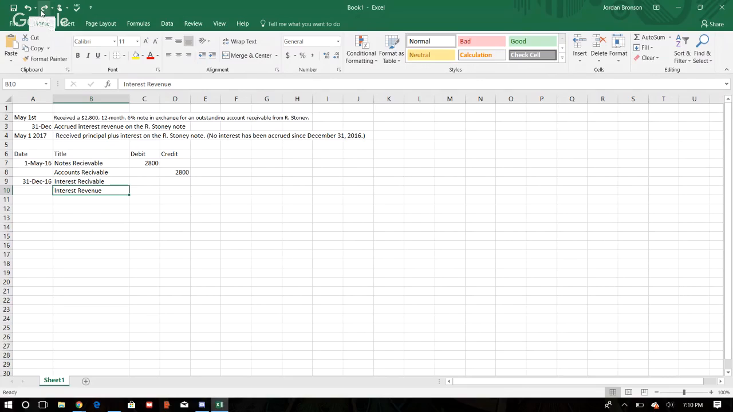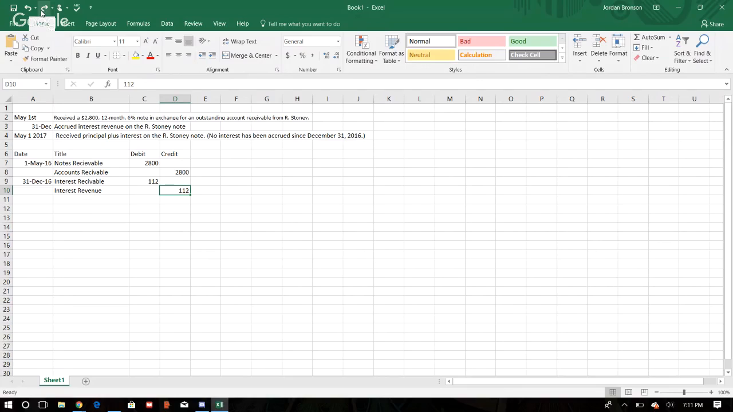How we'll figure that out is we'll take the $2,800 principal, multiply that by 6%, and then multiply that by 8 divided by 12, because only 8 months have passed, not the whole year. That gives us $112. So we'll put that in the debit and credit portion.